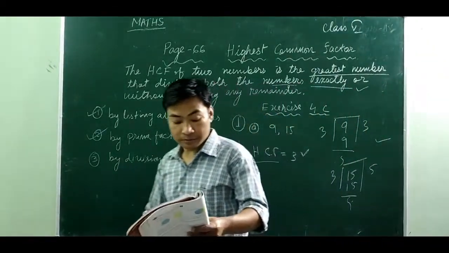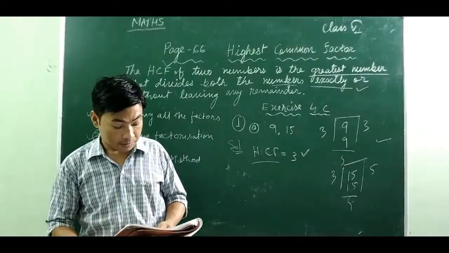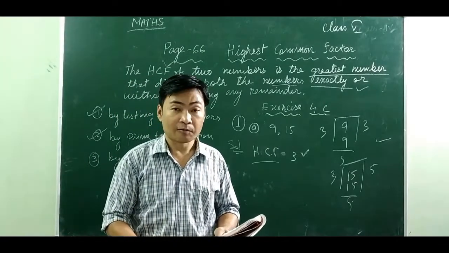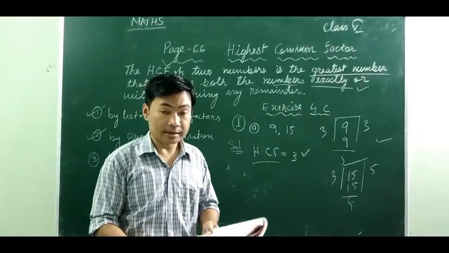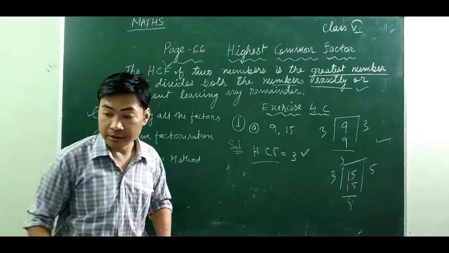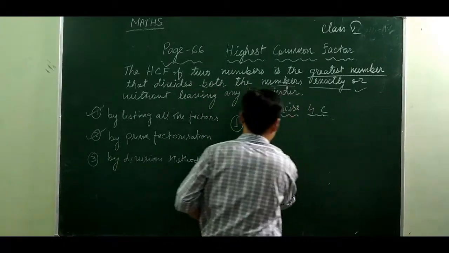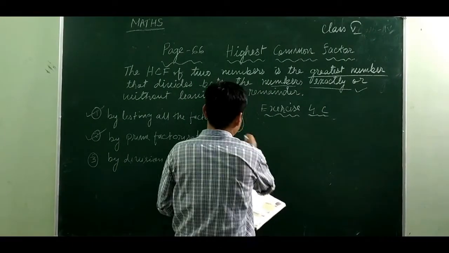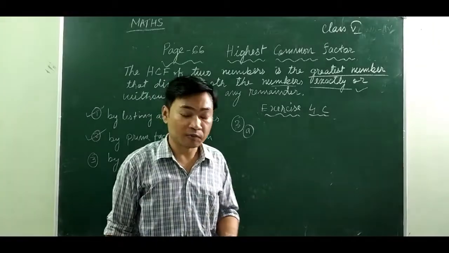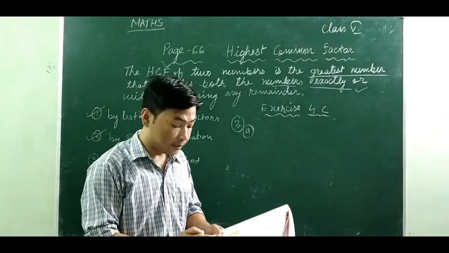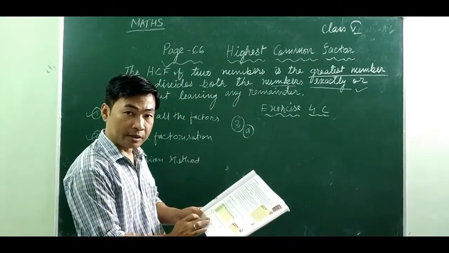Now let's continue. Question number 3. Let me read it out. These numbers have already been factorized for you. Find the HCF of the given pairs. Now let's solve number 1. Let me write it down. Question number 3A. Now for these questions you don't have to find out the factors. The factors are already given in the above questions. So you just need to take the factors and solve it.